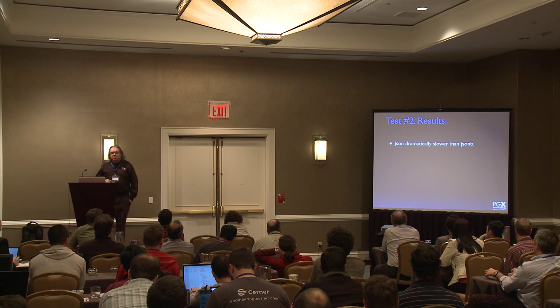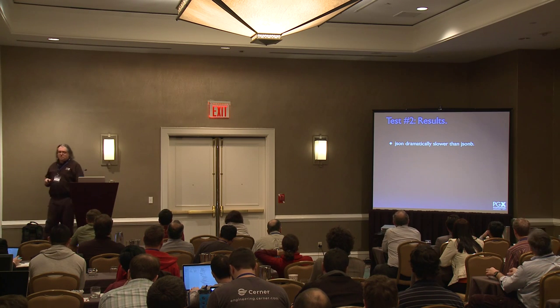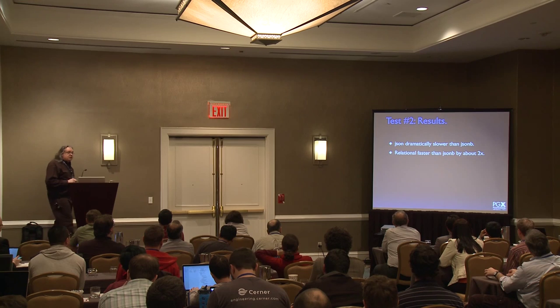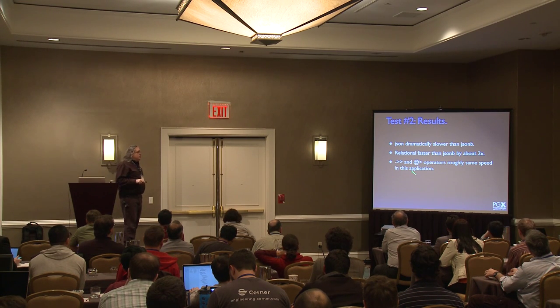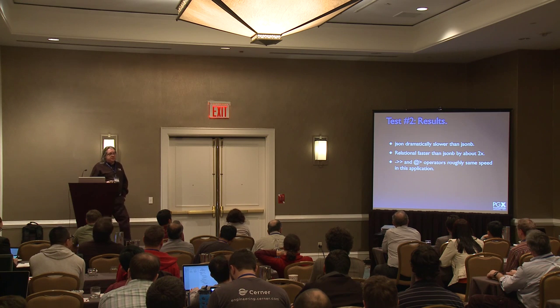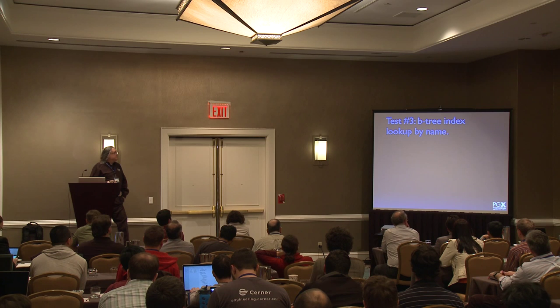So JSON to actually use is dramatically slower than JSONB. And relational data is about twice as fast as JSONB. These are roughly the same speed. That's in the noise. You know, that's well within the margin of error for how fast they are.